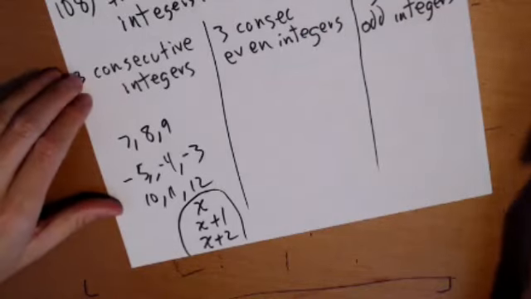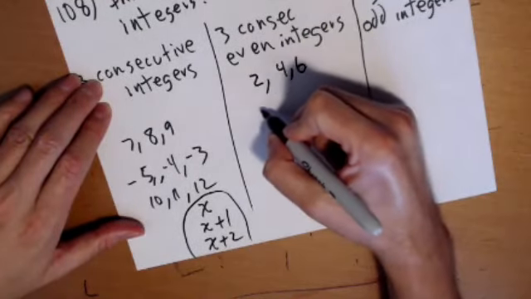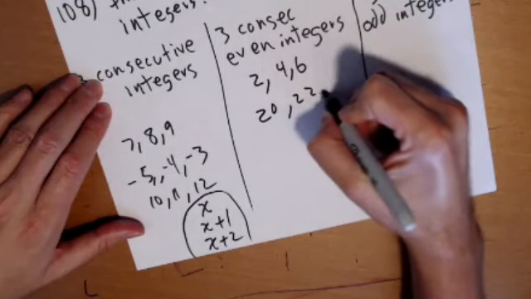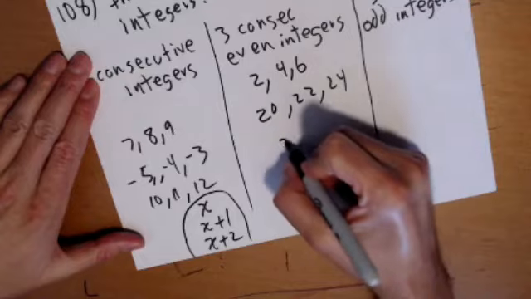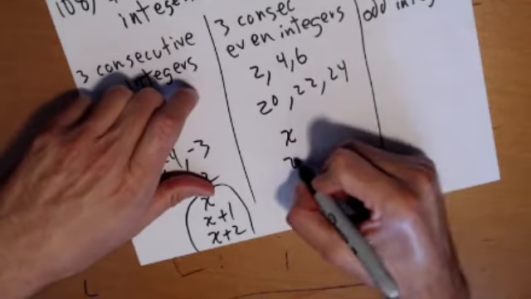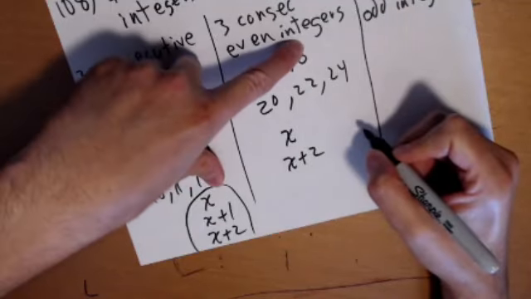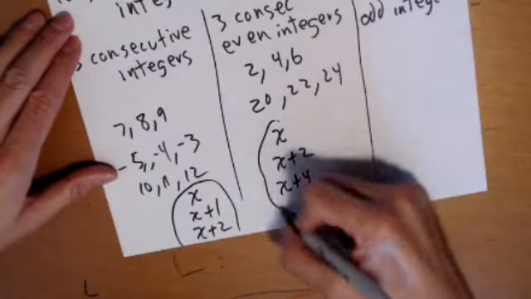Okay, 3 consecutive even integers. I don't know, 2, 4, 6. Maybe it's something like 20, 22, 24. Okay, so if we're going to generalize the idea, x is always the first guy. Notice the next one is 2 more, x plus 2. And then the next one is 2 more than that, x plus 4. Okay, I kind of see where this is going.